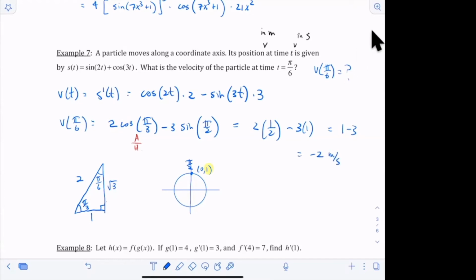Does that make sense to everybody? Any questions? I have a question for you guys. Is the object moving forwards or backwards at pi over 6? Forwards or backwards?